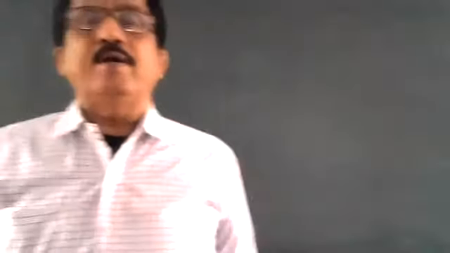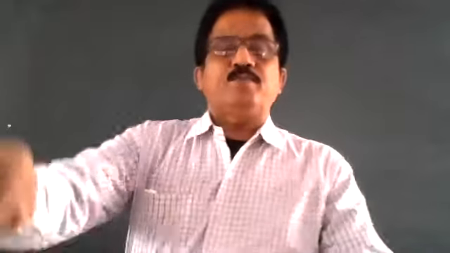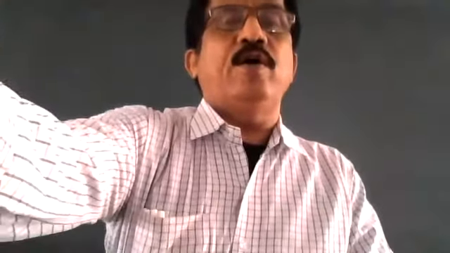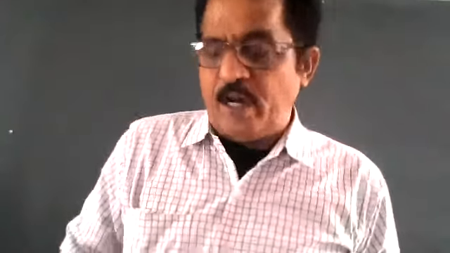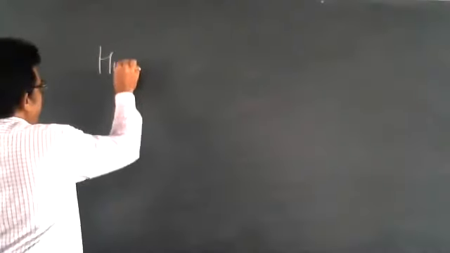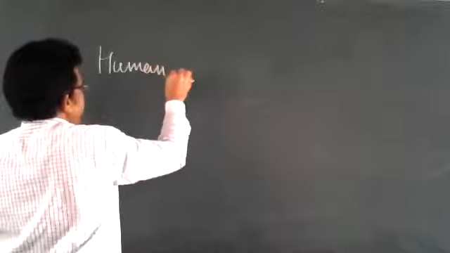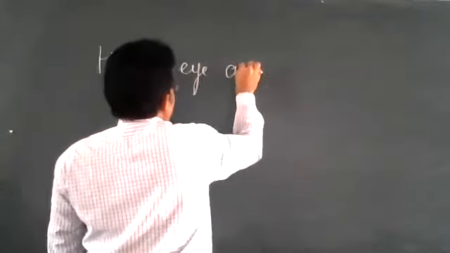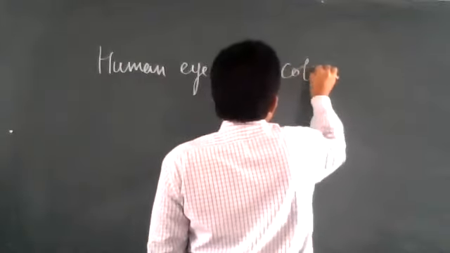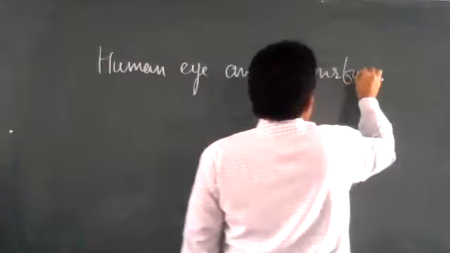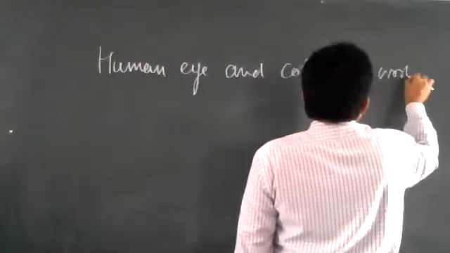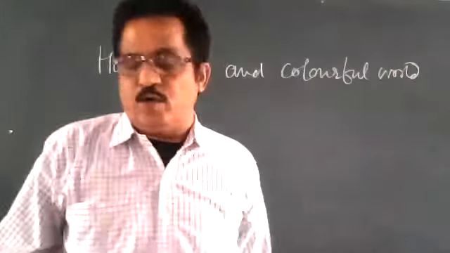So dear children, write down the chapter name, Human Eye and Colorful World. Human eye and colorful world, that we are going to see here.